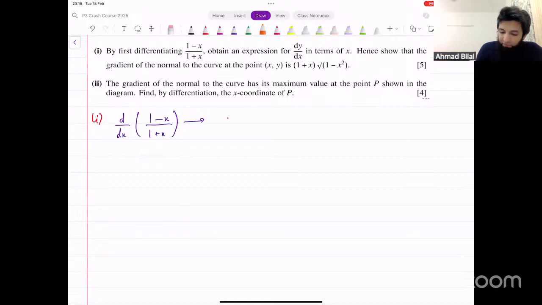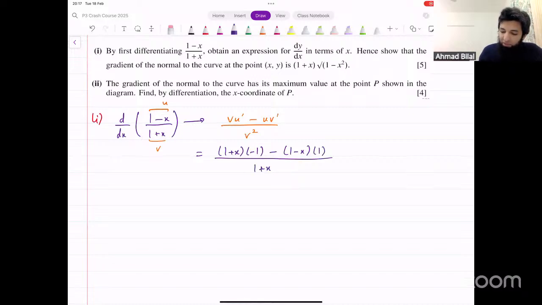It'll become vu dash minus uv dash divided by v squared. The numerator is u and the denominator is v. Now, what does this become? v as it is, that means 1 plus x as it is, into derivative of u, which is 1 minus x, right? Derivative of that is minus 1, minus u as it is, that means 1 minus x as it is, into derivative of the denominator, which is just 1, divided by v squared, which is (1 plus x) whole squared.